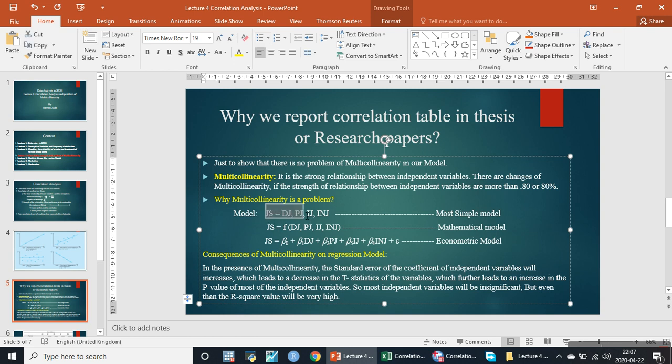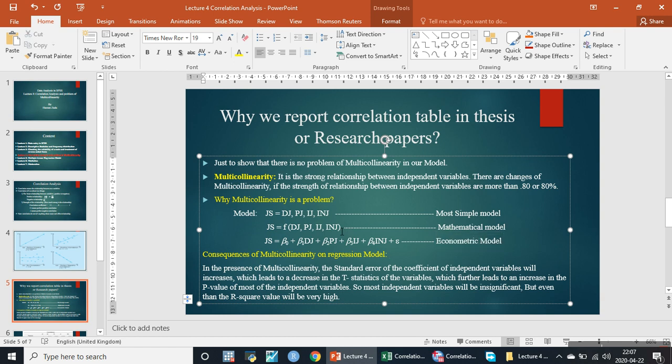Whether the model is this or this or this, we can say what is the impact of organizational justice on job satisfaction, or we can say okay, these are the four dimensions that influence the organizational justice. Organizational justice is based on these four variables. It is the same, like we are writing it in a mathematical model. So this is the simplest form, this is the mathematical form, and this is the econometric model.